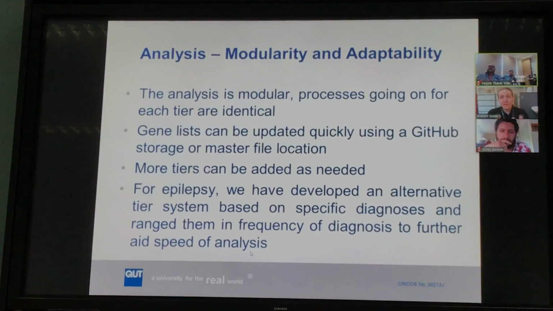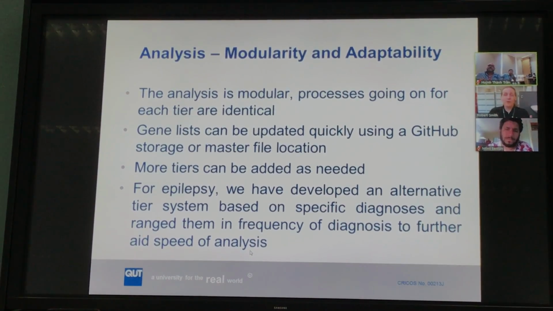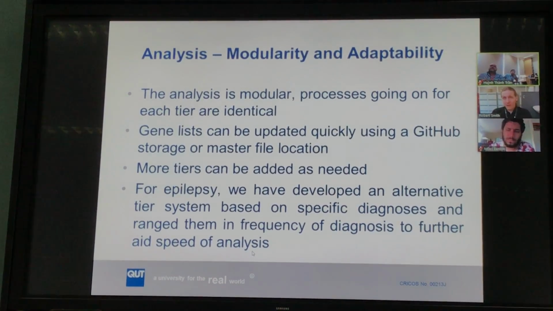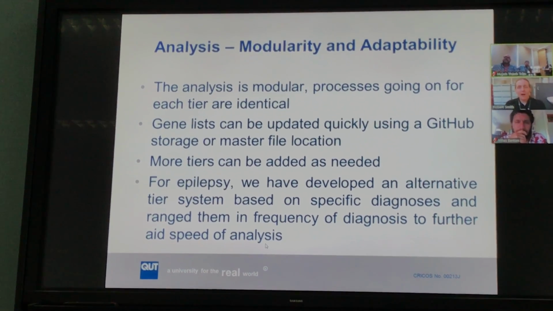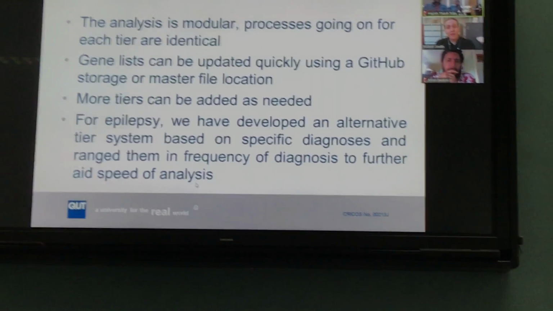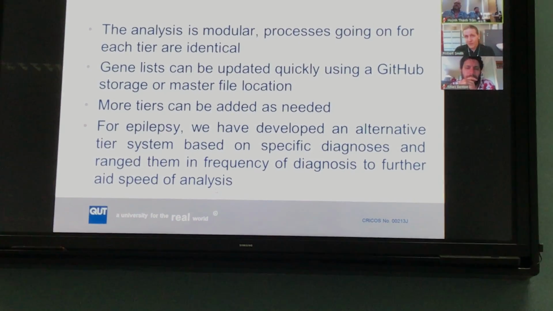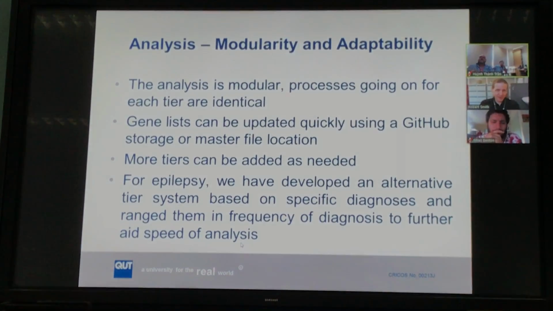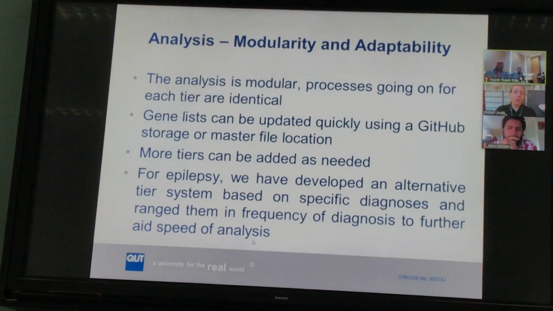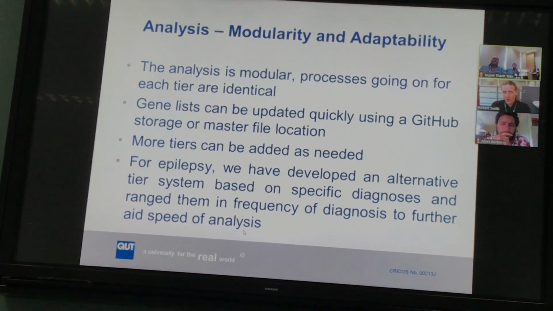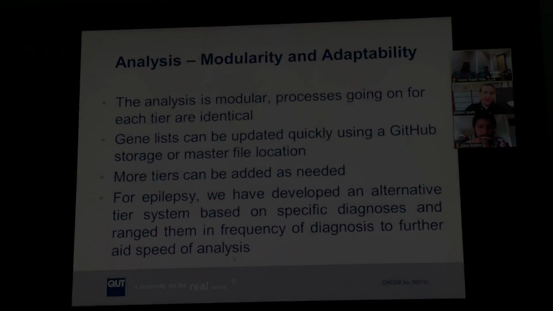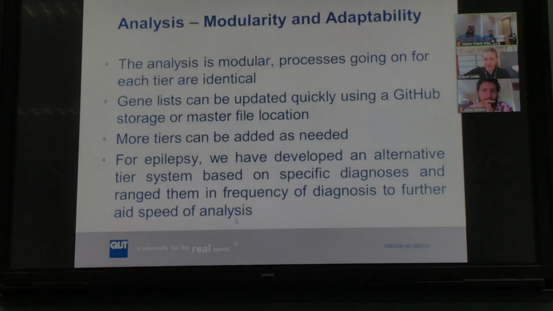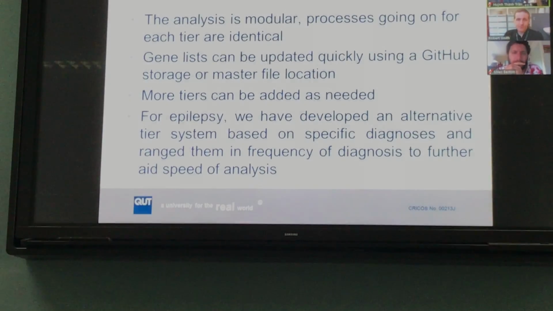So our analysis system is modular, and the processes going on for each tier are identical as we go, and Miles will show you more about how that actually works in a minute. The genes can be updated quickly using GitHub storage or master file locations, and these tiers are not set into the program. They're a list that we can update and curate as we go. So as new information comes to light from research, we can move genes down a tier if we think they need to be, or maybe move them up again if we think they're not as likely to cause disease.